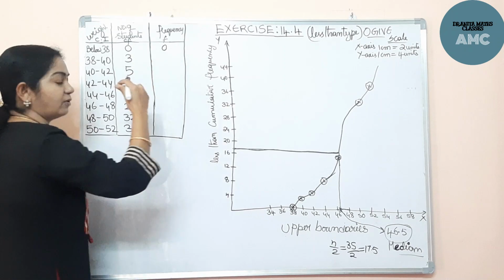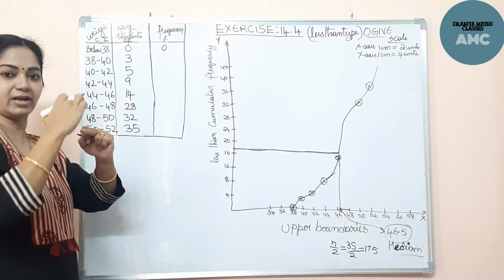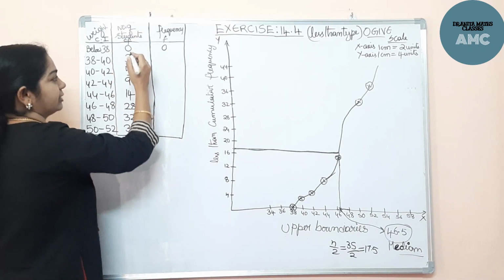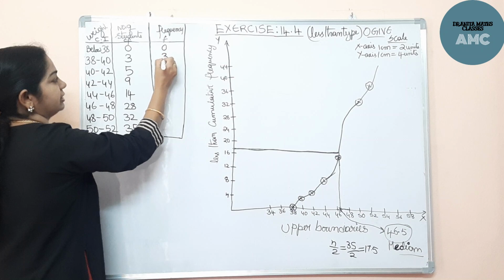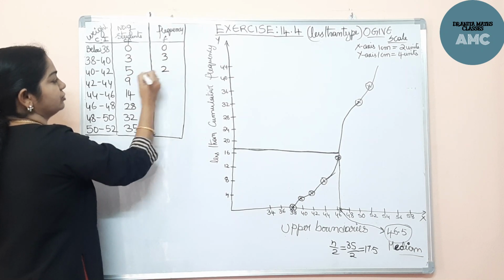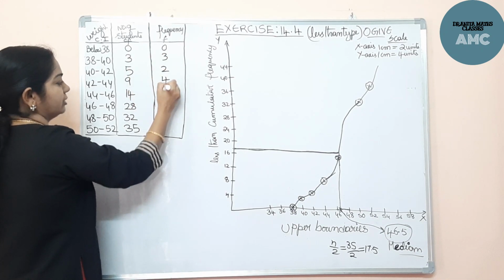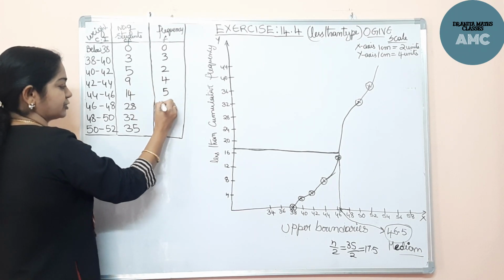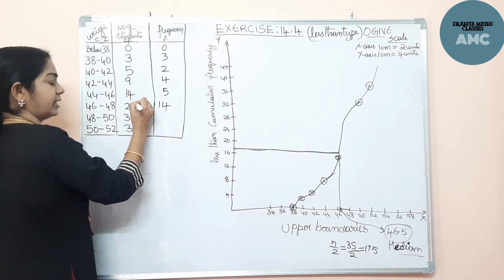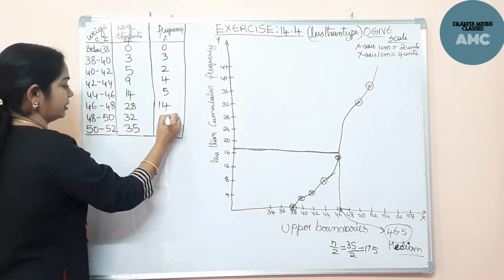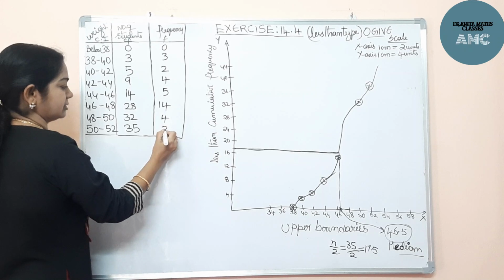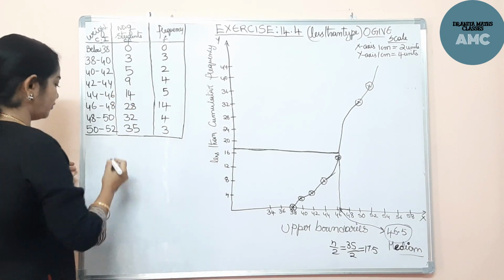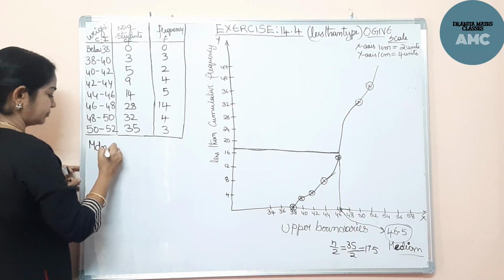How did we get the cumulative frequency? By summing up one frequency at a time. Now to get the frequencies we have to subtract. 3 minus 0 is 3. 5 minus 3 is 2. 9 minus 5 is 4. 14 minus 9 is 5. 28 minus 14 comes to 14. 32 minus 28 is 4. 35 minus 32 is 3. These are the frequencies.